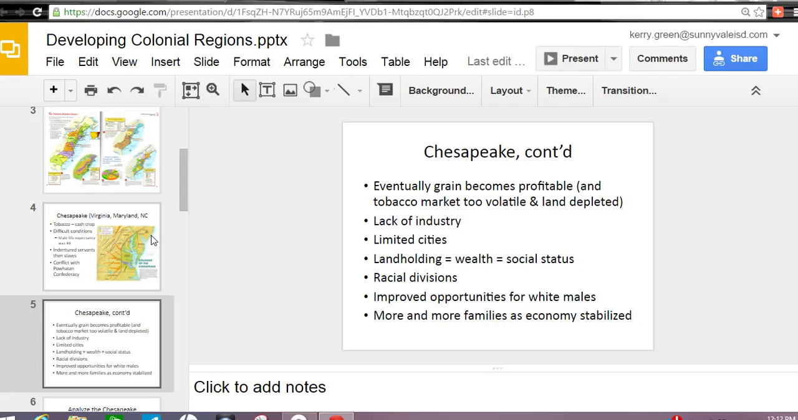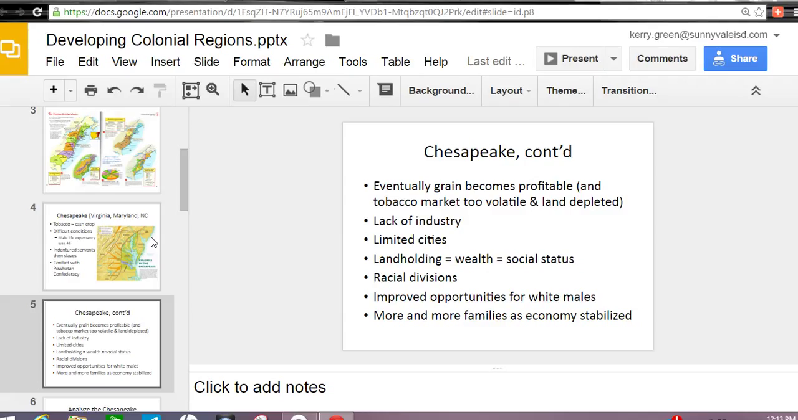You have improved opportunities for white males because of the adjustments to the political system that they begin to make, where even smaller landowners have an opportunity to be a part of the colonial government and work their way up. I mean, they're never at the top of the social ladder, but they're certainly able to be active in the social arena, much more so than they were prior to Bacon's Rebellion.